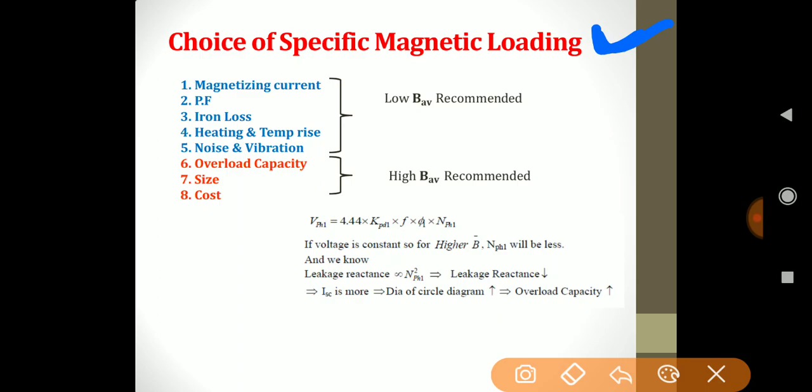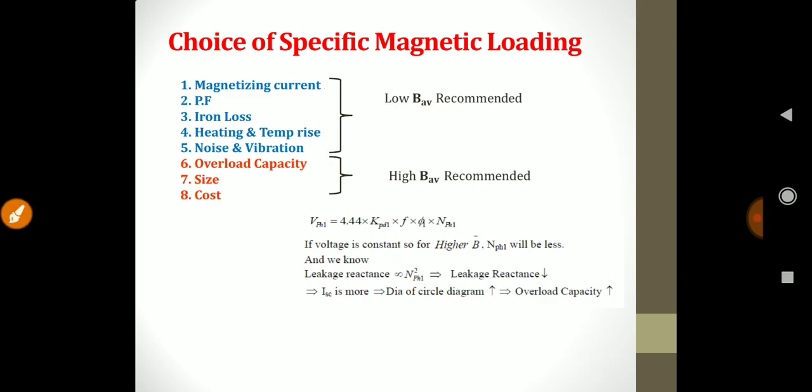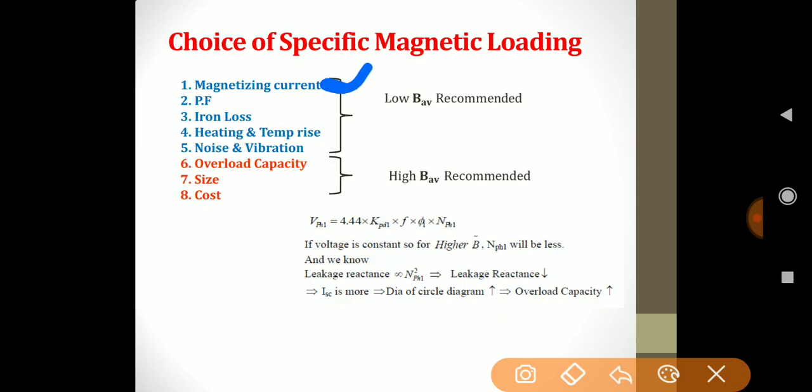If I want the magnetizing current to be low, the power factor to be high, iron losses to be less, heating and temperature rise to be less or within the limit, and noise and vibration to be within the limit, then it is recommended to have a low value of BAV. See, these are the factors. What I said is a very important statement. See, if I want magnetizing current to be low, I want a low value of BAV. It means there is direct proportion between magnetizing current and BAV.